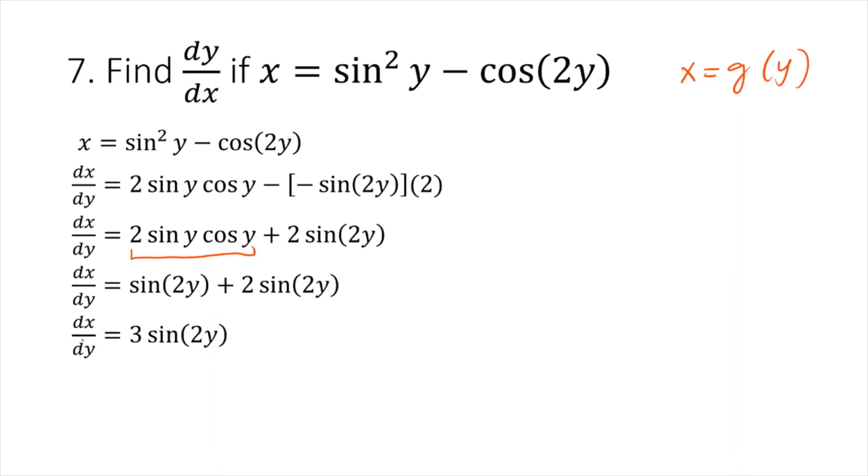Then remember, this is dx/dy. What we want is dy/dx. So let's take the reciprocal of this equation. We'll get dy/dx equals 1 over 3 sine 2y. We can stop here, or we can apply an identity because we have 1 over sine 2y and it's equivalent to cosecant 2y. So we can rewrite the final answer as 1/3 cosecant 2y.